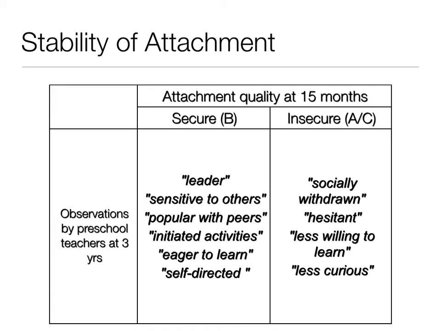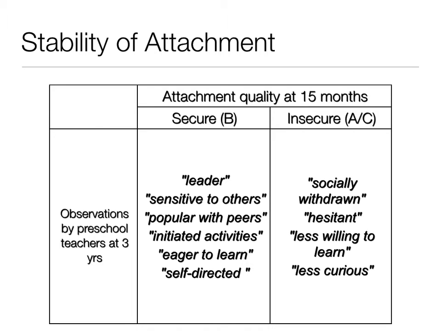Where we see that the insecurely attached infants at 3 years are described as socially withdrawn, hesitant, and we really are seeing learning outcomes for both the secure and the insecurely attached children as well. So attachment is really a component of this social development. And again, the idea behind attachment theory is that it's laying this groundwork for how we are learning relationships are supposed to function, this blueprint that we will use to formulate our future relationships.